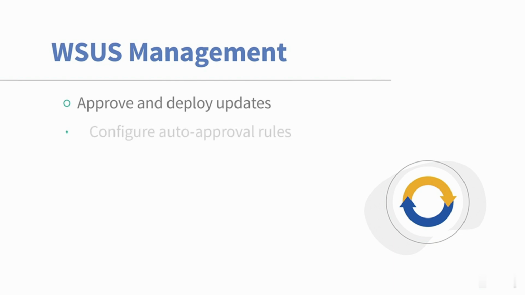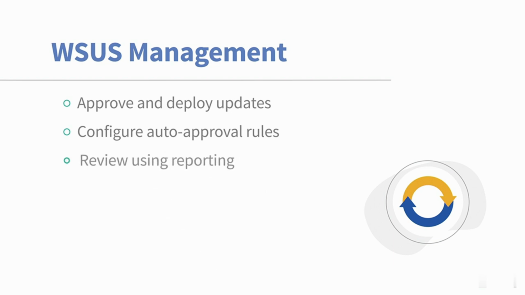You can also set up auto-approval rules for specific groups or types of updates, such as security ones. Once the updates are deployed, you can use reporting to make sure the updates have been installing correctly to the user's computers.